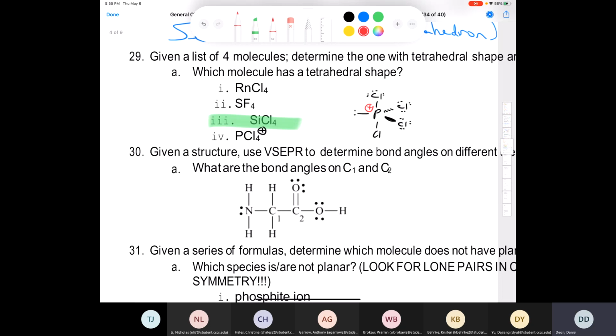Anyhow, so here's the positive charge on the phosphorus, by the way. But I know that carbon tetrachloride, something I had memorized from organic chemistry, is tetrahedral. And silicon is in the same family as carbon. So you can kind of piece it together like that. Anyhow, just little tricks you'll learn along the way.